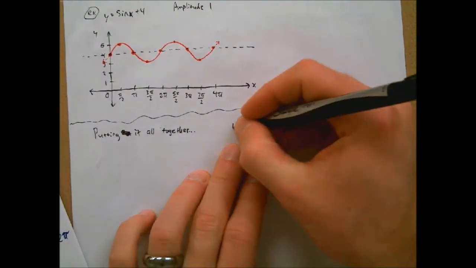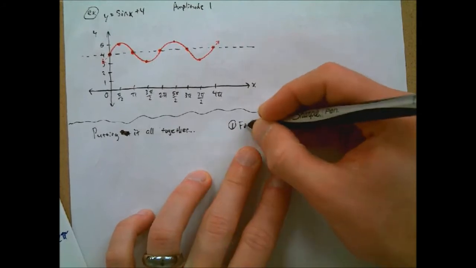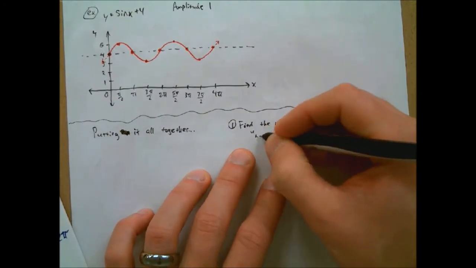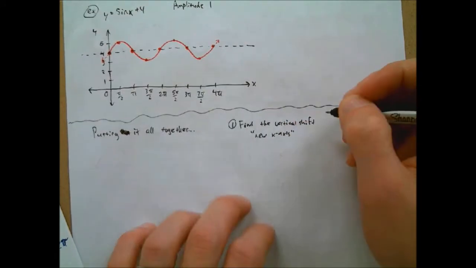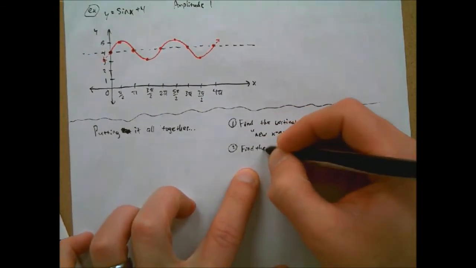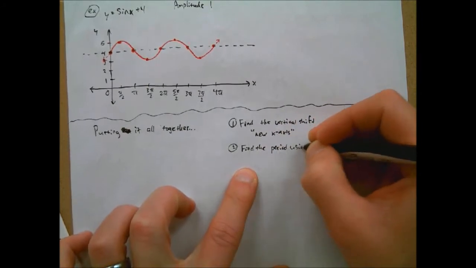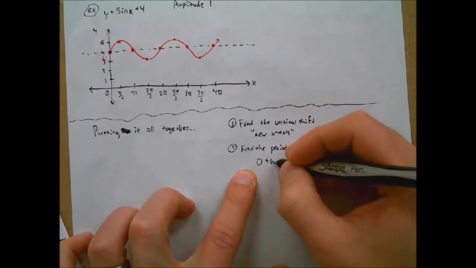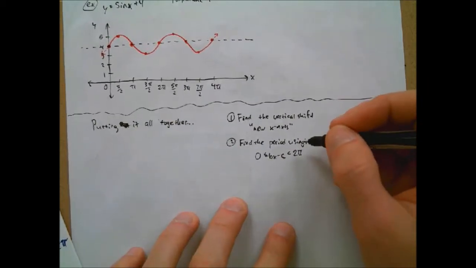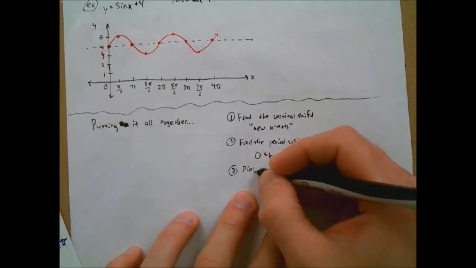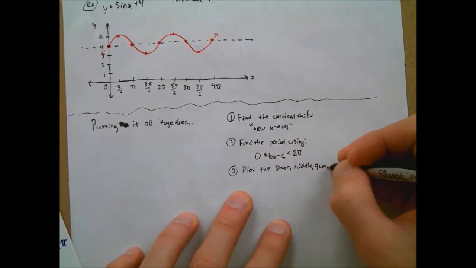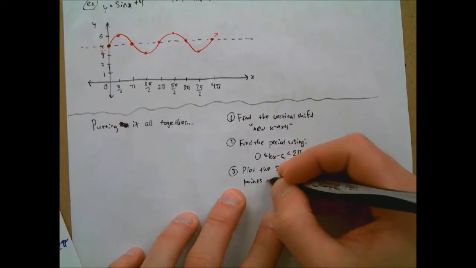So again, here are some tips for you. My recommendation: first, find the vertical shift, and think of that as your new x-axis. Second, I suggest you find the period using 0 less than or equal to bx minus c less than 2 pi. So whatever the bx minus c is, put that between 0 and 2 pi and solve it for x. Third, plot the start, middle, quarter points, and end of the period.